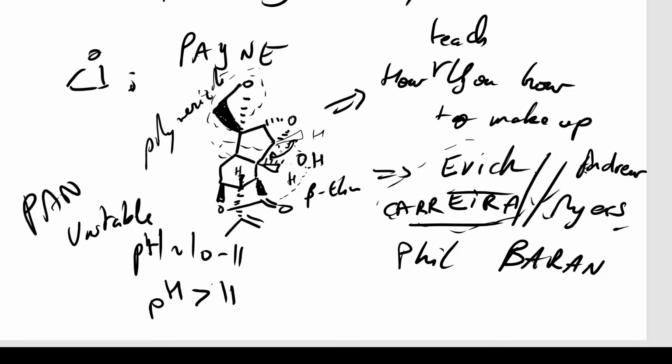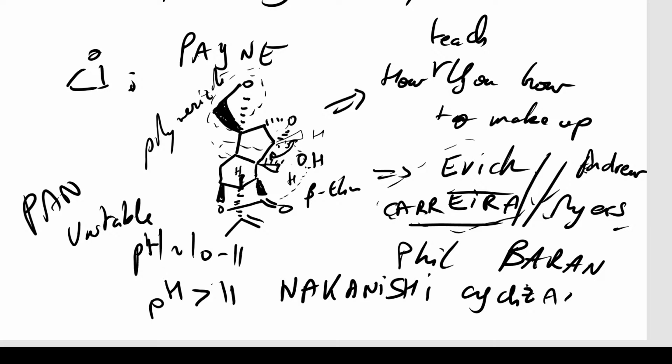I was thinking about the domino cyclization. We talk about this Nakanishi cyclization to form polyether.